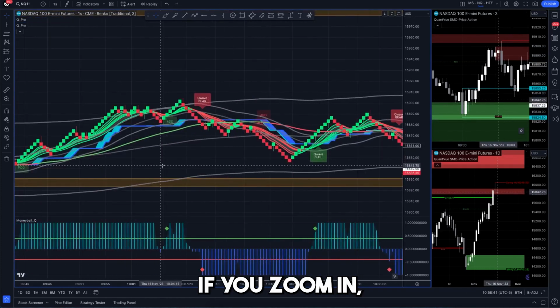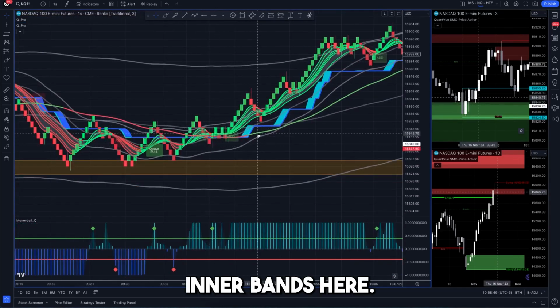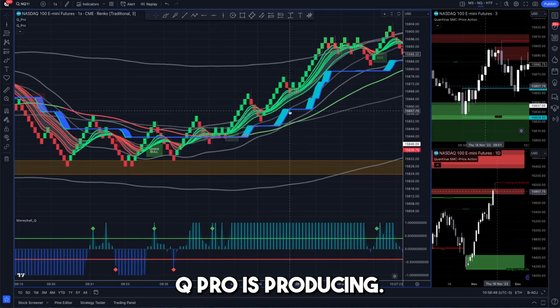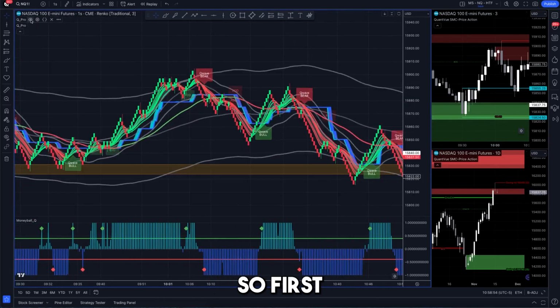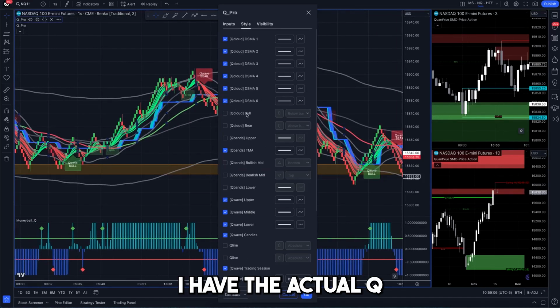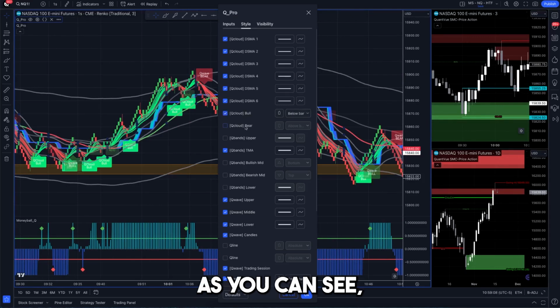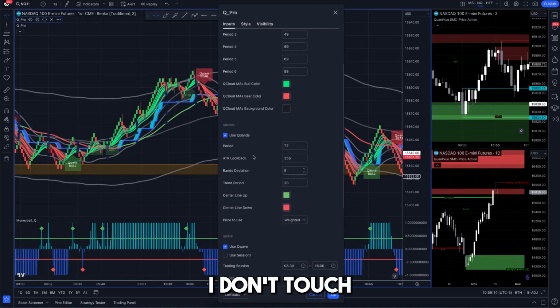If you zoom in, you'll see that there's these inner bands here. That's what this first Qpro is producing. It's why these bear and bull alerts are able to. So first Qpro settings, I have the Q cloud on. I have the actual Q cloud alerts turned off. That way, as you can see, they really clutter up the chart. So I have those turned off, and then I don't touch the Q bands.